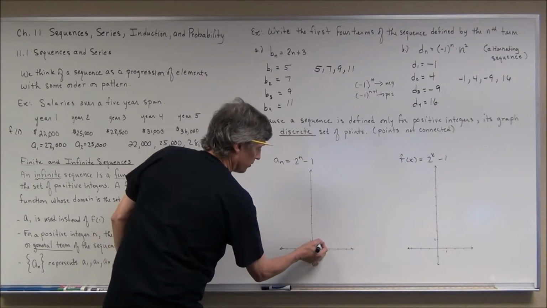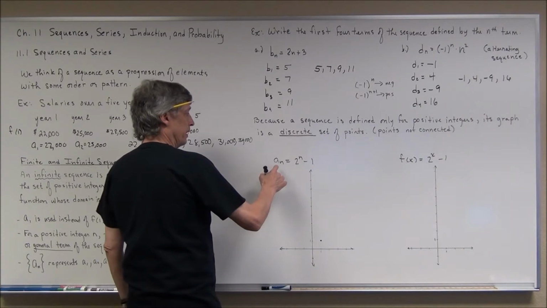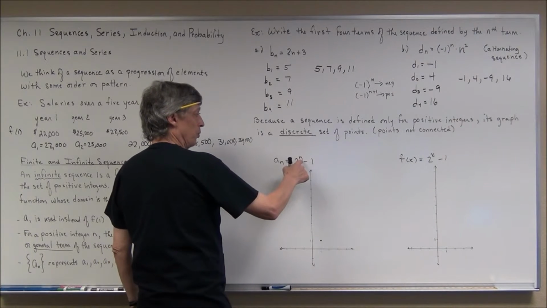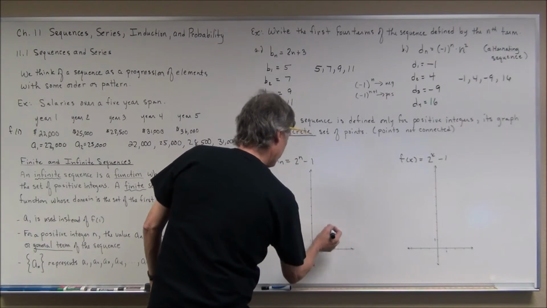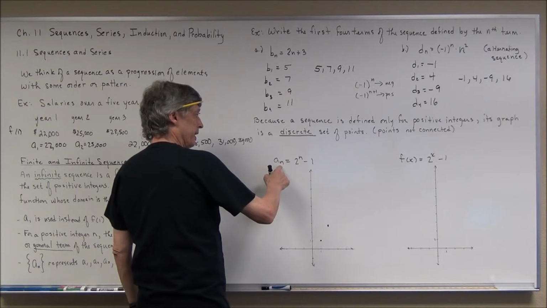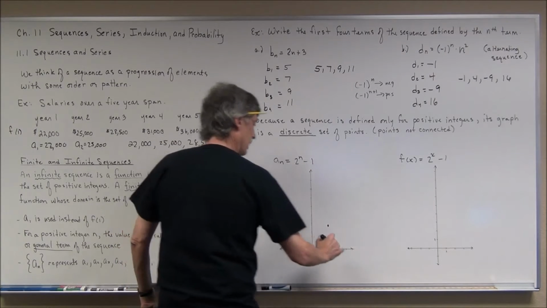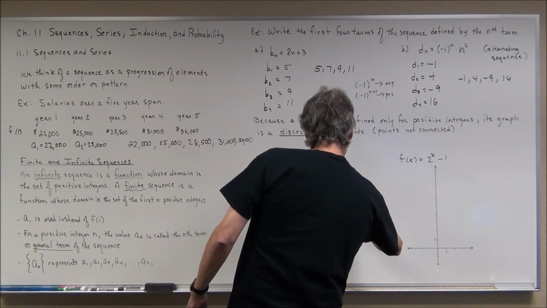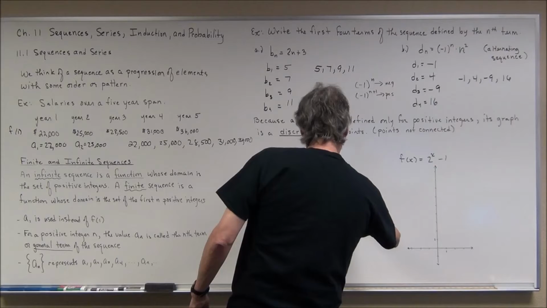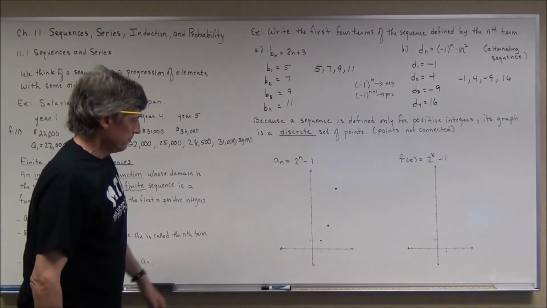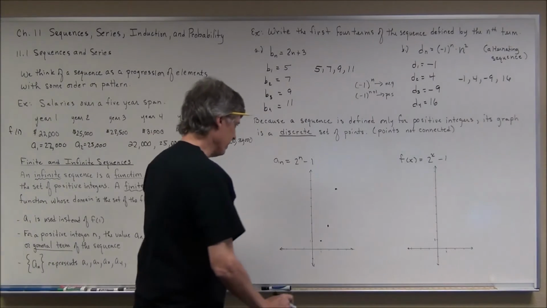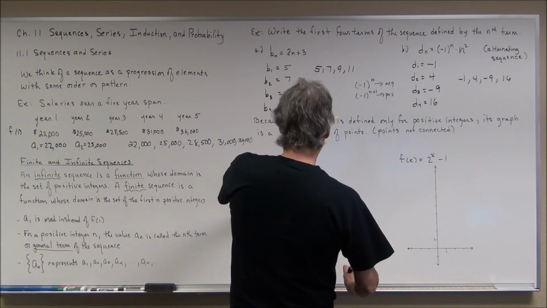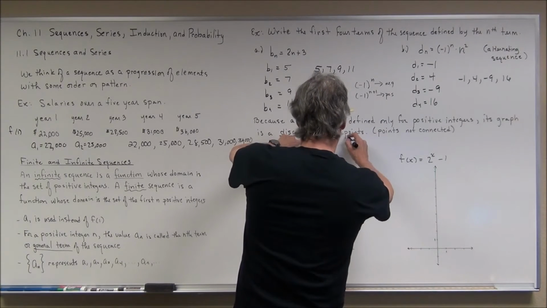So a sub 1 would be right here. If I was to plug in and find a sub 2, that would be 2 squared, 4 minus 1, which would be 3. So that would be 2, 3. If I was to plug 3 in and find a sub 3, that would be 2 to the third, 8 minus 1 is 7. So that's 4, 5, 6, 7. And I don't think I have it tall enough to do the next one. If I was to plug 4 in, I'd have to be up to 15. It'd be way up here somewhere.